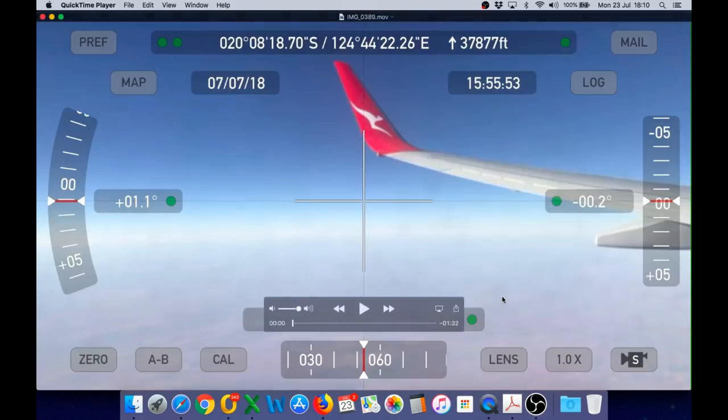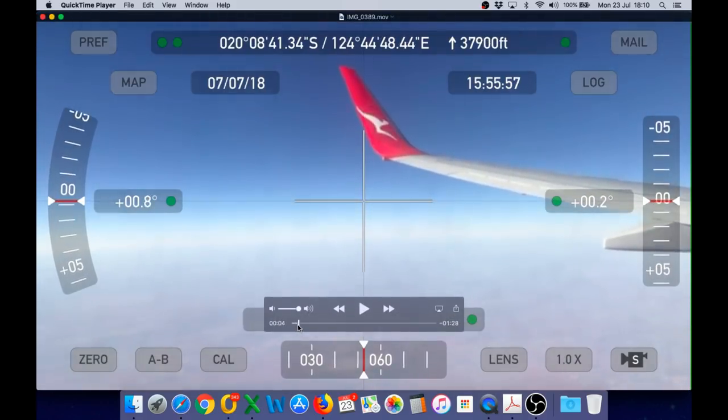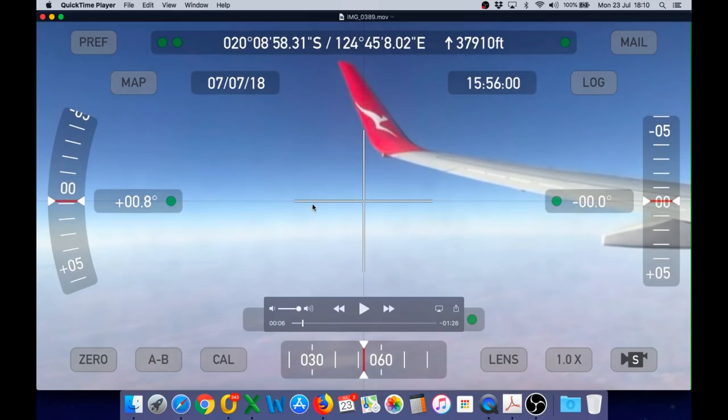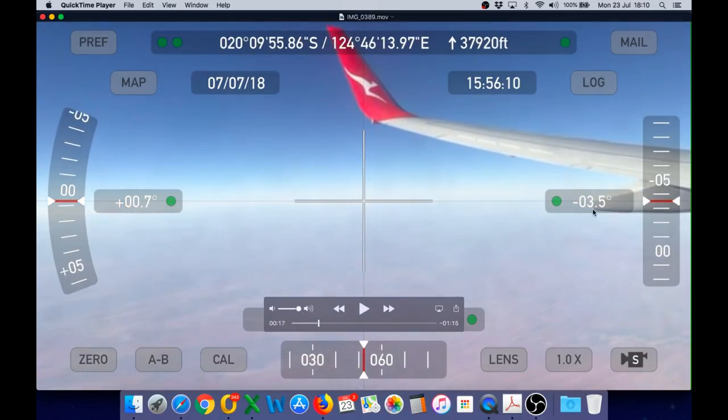Later in flight, you will see once again that when I have the Theodolite app at 0 degrees, the crosshairs in this case are very clearly above the horizon. In fact, they're in clear blue sky there. When we put it down to the horizon, we have minus 3.5 degrees, which is correct for an altitude of 38,000 feet.